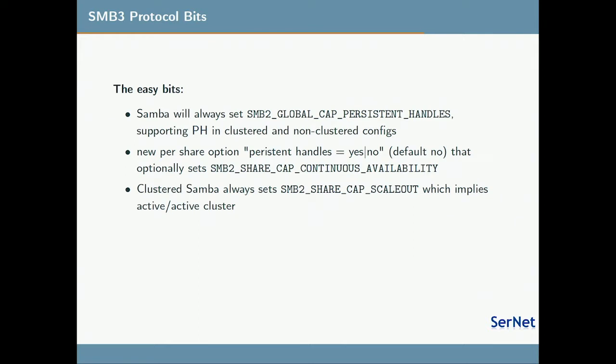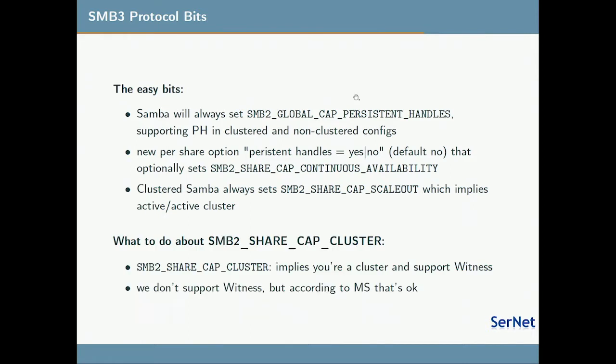So then we have another share capability, which is the scale out one, which implies an active cluster. So Windows sets this for the scale out server configuration, and Samba by design is a scale out cluster, so we set that as well. We have another one, capability cluster. Sounds like, hey, you're a cluster, you should set that when you're a cluster.